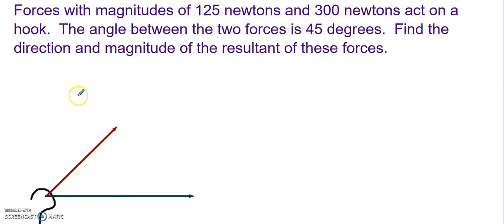Last one. Forces with magnitudes of 125 newtons and 300 newtons act on a hook. The angle between the two forces is 45 degrees. Find the direction and magnitude of the resultant of these forces. So I want you to try this on your own. This one's going to be a little bit easier than the last one, but similar still. Similar idea, we just know more information. Pause the video, try this, unpause when you're ready to check.